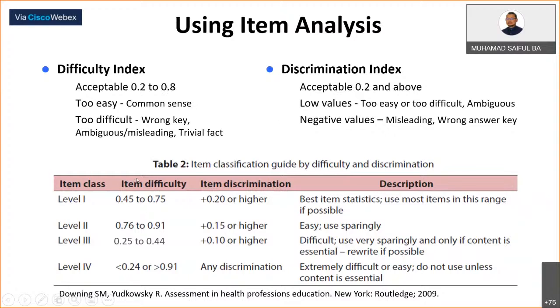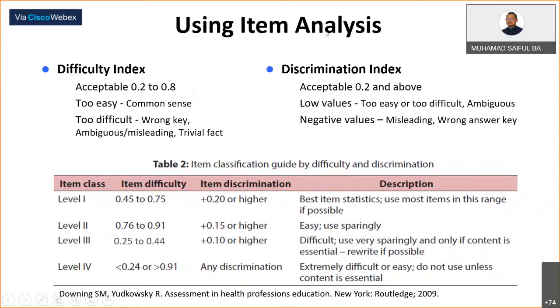In general practice, the acceptable difficulty index is 0.2 to 0.8. If anything is more than 0.8, it means that more than 80% of the students are able to get the answer correct, so we consider that easy. But if less than 20% of students are able to get the answer correct, the question is rather difficult. So 0.2 to 0.8 is the acceptable range of difficulty index.